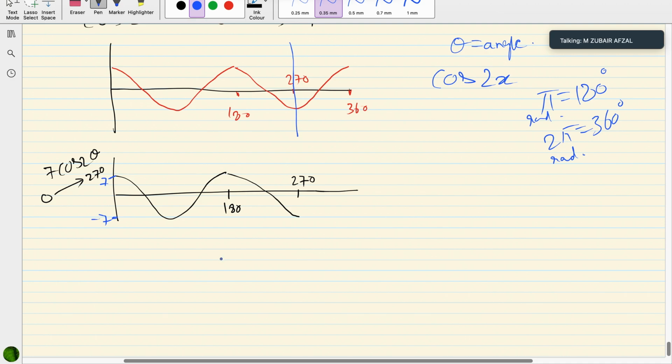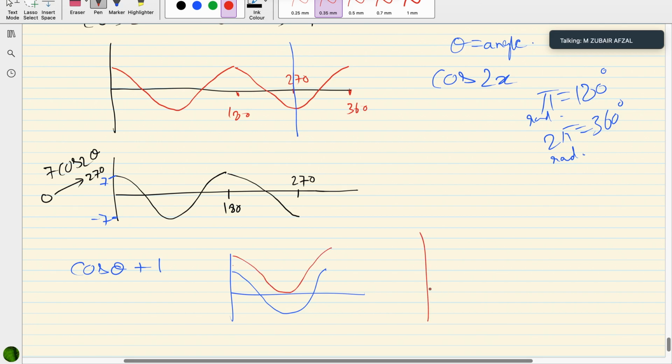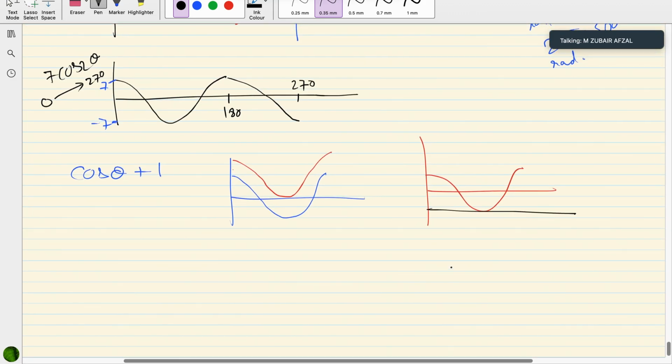We're done with A, we're done with B. Let's try C. So cos theta plus 1. If it would have been cos theta, the graph will look like this. For plus 1, we raise the graph by 1 unit. Or we drop the x-axis by 1 unit. Both are same. Examiner is interested in the final answer.